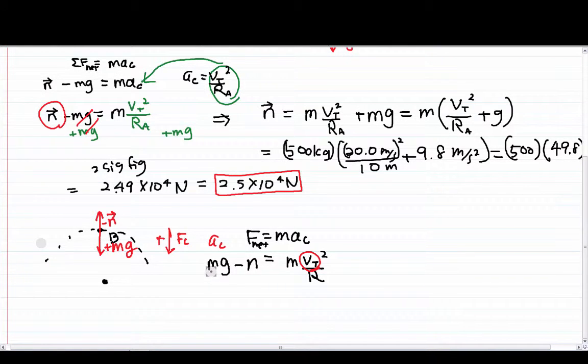Do we have mass? Yes, it's 500 kilograms. Gravity, we do know, so it's 9.8 meters per second squared. Normal force, we call that 0 according to the problem. Oh, I forgot B. Don't put A here because we're looking for point B, which has a radius of 15 meters. So we have everything except v_t. The rest is just algebra.